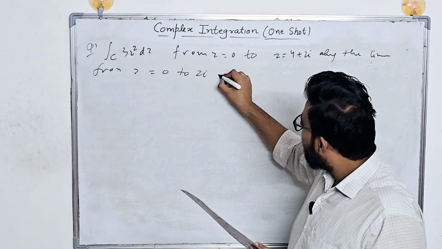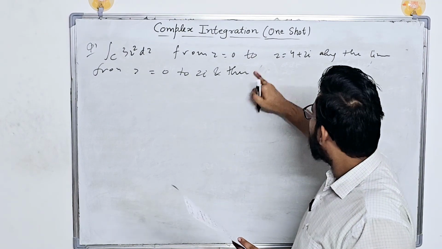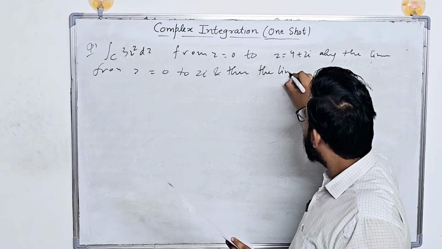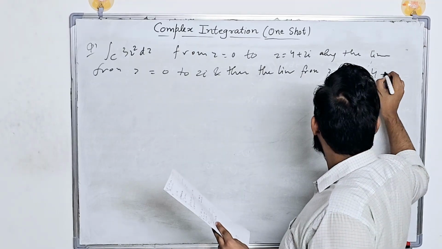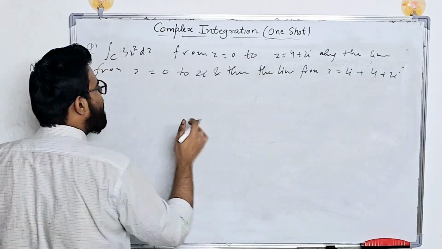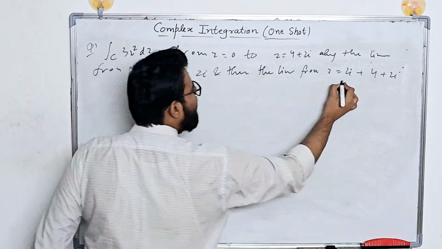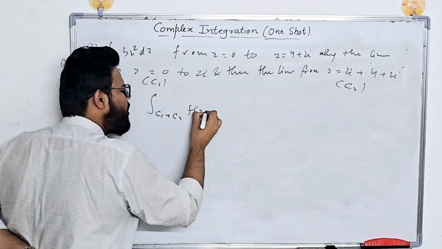And then the line from z equal to 2 iota to 4 plus 2i. So now you can see that there are two curves. The first curve is C1, and this is C2. So basically we have to evaluate the integral over C1 plus C2 of f of z dz.